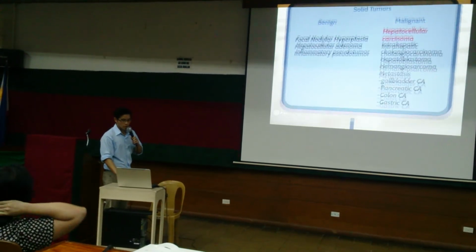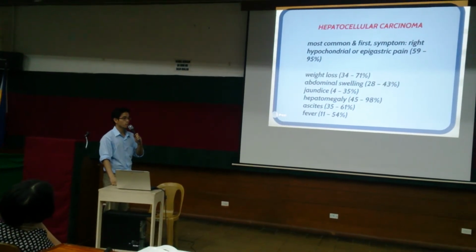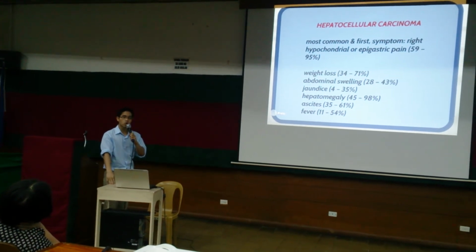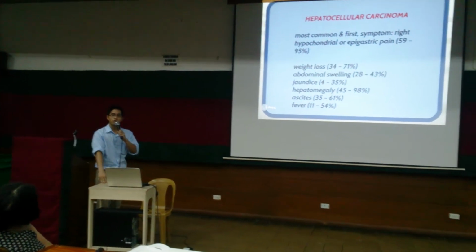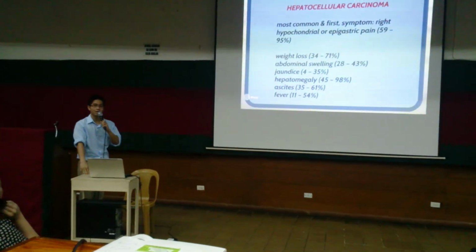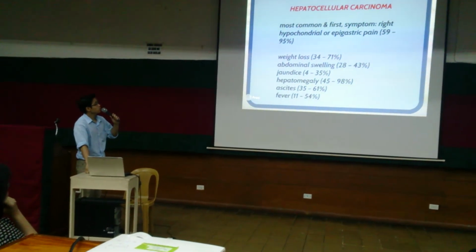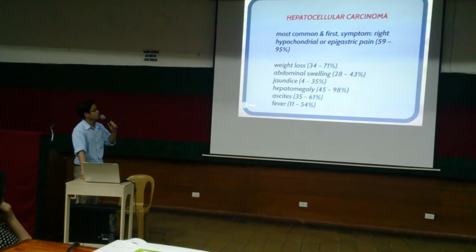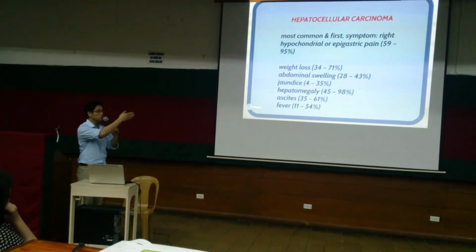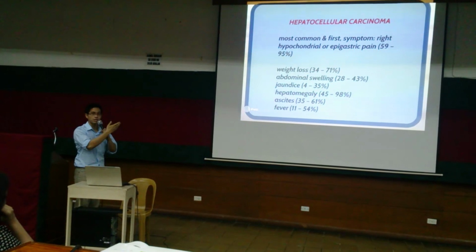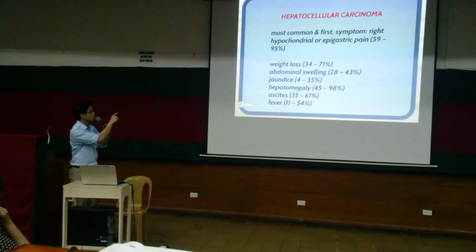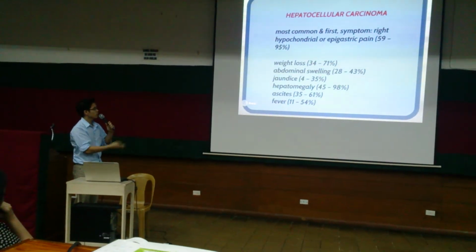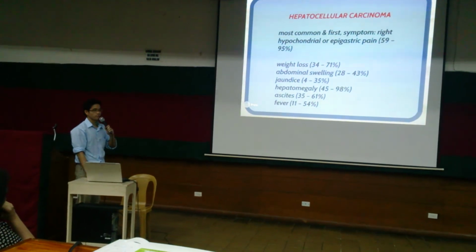So let us discuss a little bit about hepatocellular carcinoma, as it is the most common primary malignant tumor of the liver. At the same time, this is most common in Asians. We would note that the most common and first symptom of hepatocellular carcinoma is right hypochondrial and epigastric pain. Just take note now of the percentages. I got this from Sleisenger and Gastro. Associated manifestations include weight loss, abdominal swelling, jaundice, hepatomegaly, ascites, and fever.